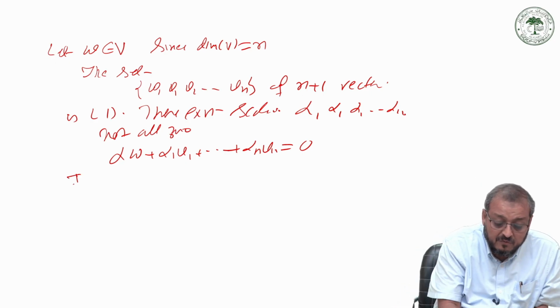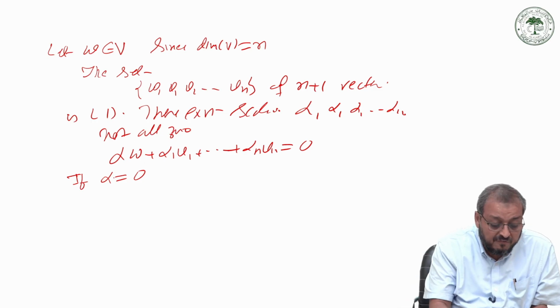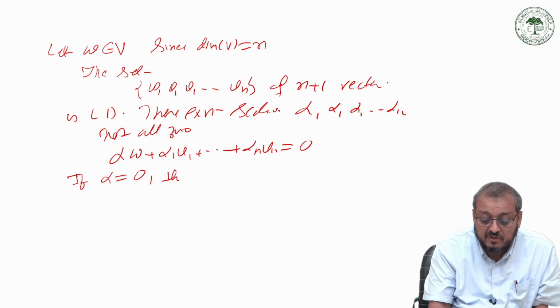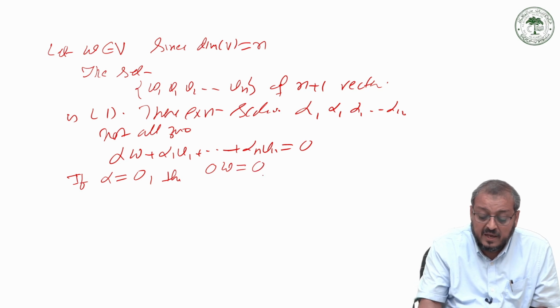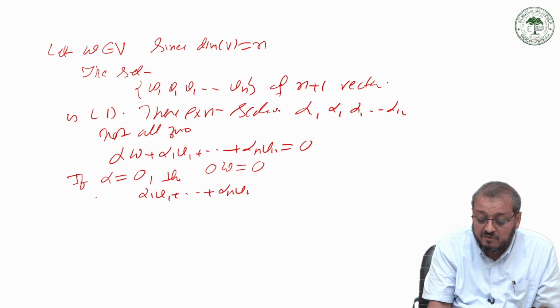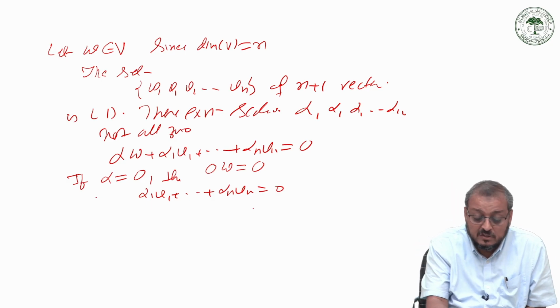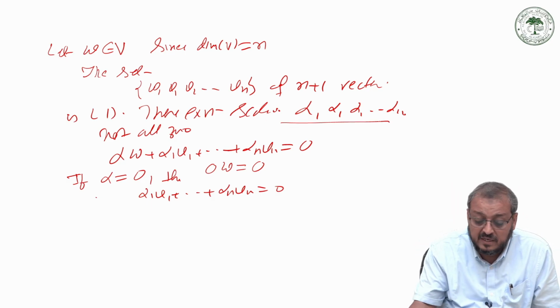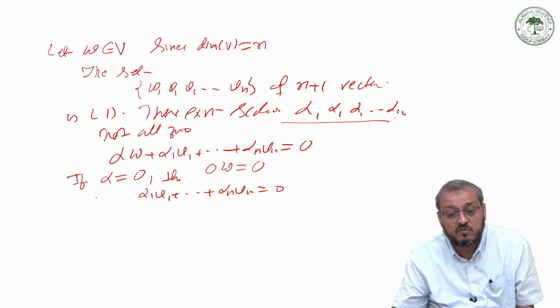Now suppose alpha is equal to 0. If alpha is equal to 0, then 0 times W is equal to 0, and in this case we have alpha 1 V1 plus so on, plus alpha n Vn is equal to 0. Also, assuming alpha is equal to 0, at least one of alpha 1 up to alpha n is not equal to 0.